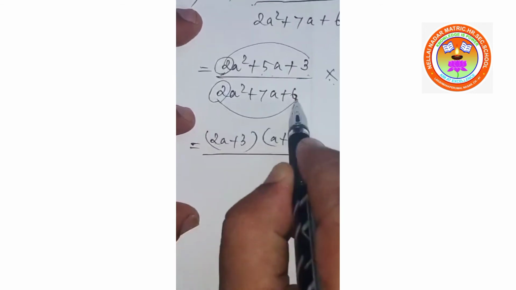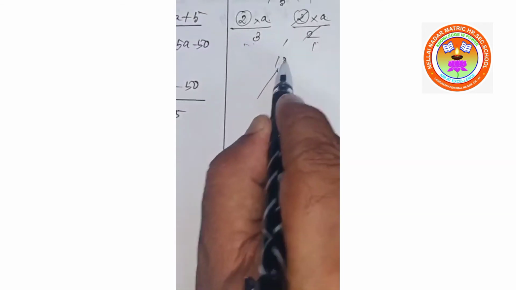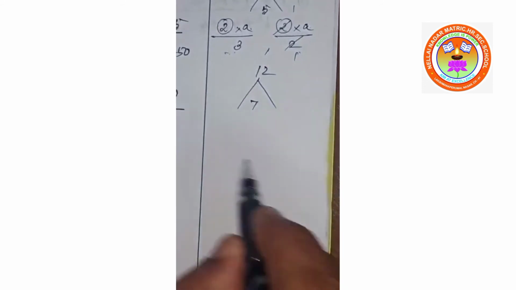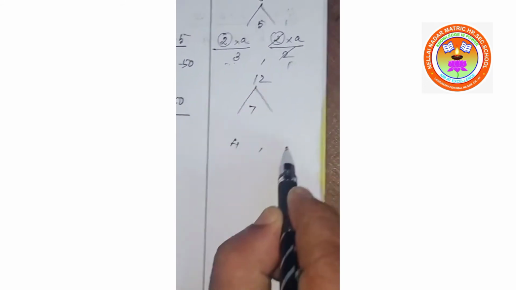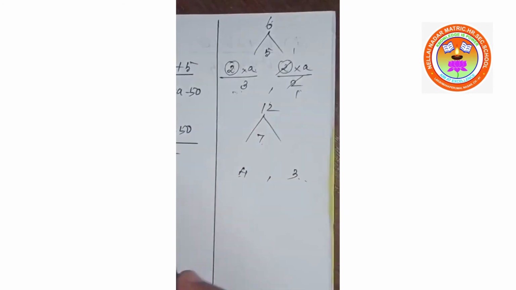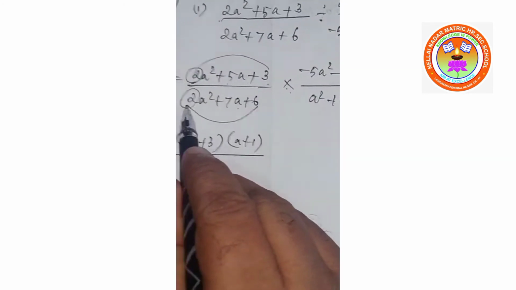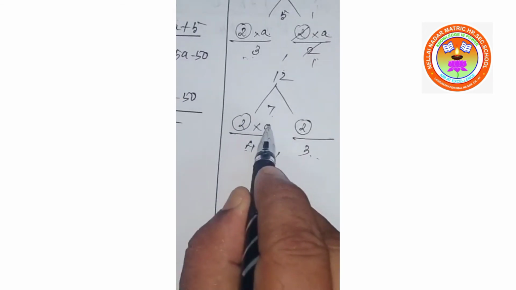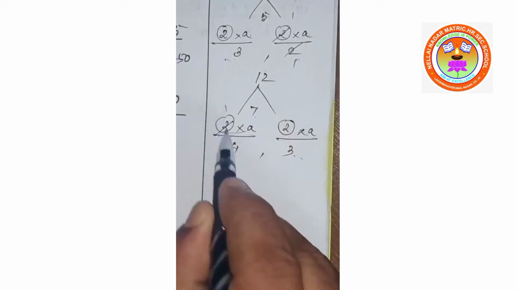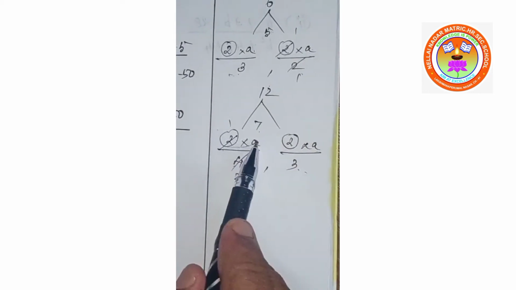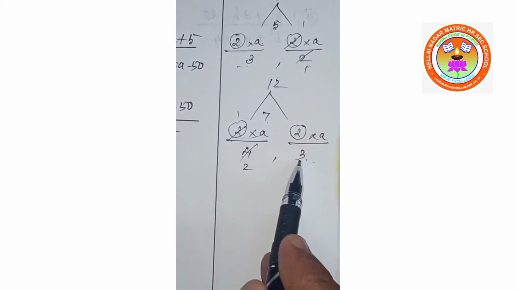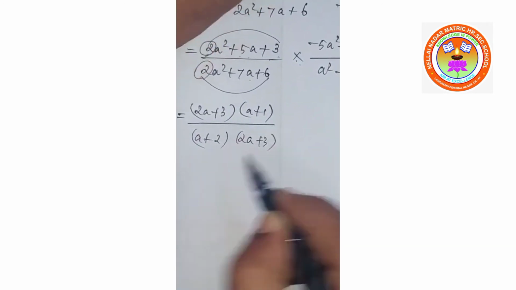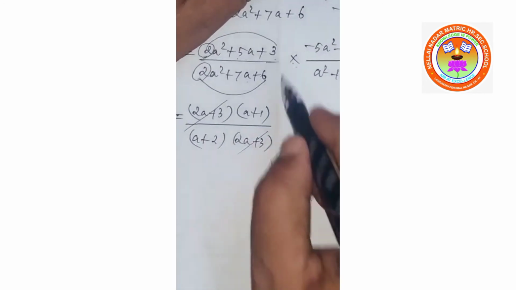Now 2 6s are 12. Next one, 12 and the coefficient of a is 7. Product 12, sum 7. The two numbers are 4 and 3. 4 plus 3 is 7, 4 3s are 12. The coefficient of a squared here is 2. Write 2 in numerator. Once again the variable a. Divide by 2 table one time, 2 times. 1 into a plus 2, 2 into a, 2a plus 3. So a plus 2 into 2a plus 3. 2a plus 3, 2a plus 3 get cancelled.